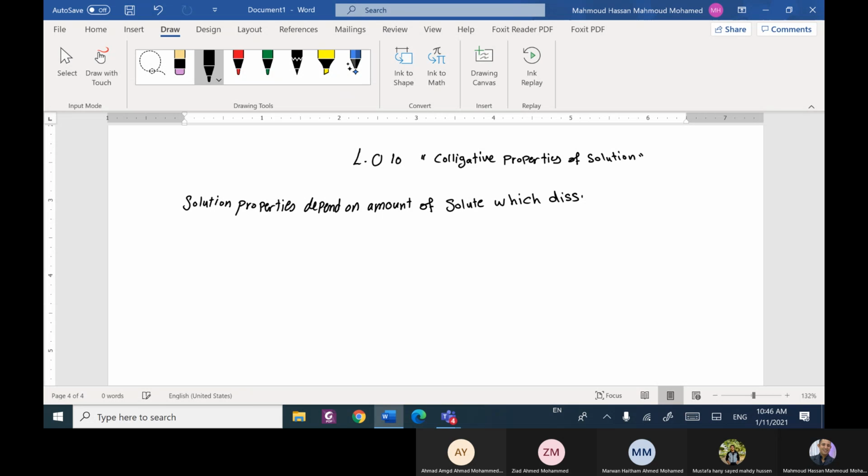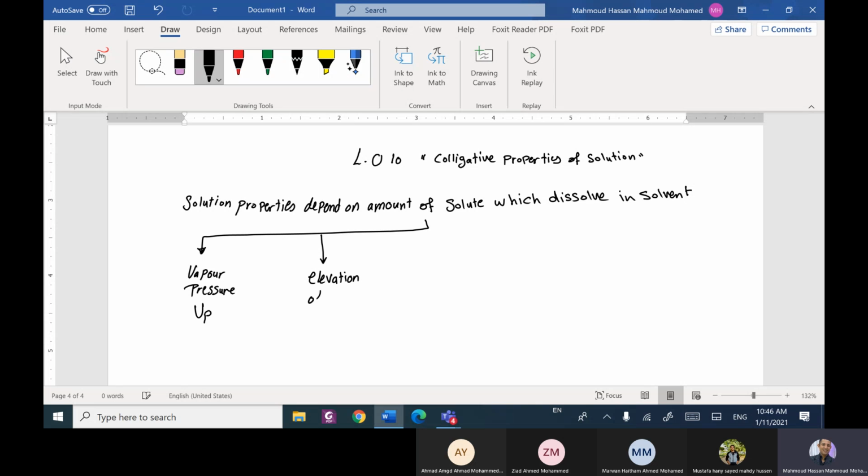طيب البروبرتيز دي ايه؟ هنلاقي حاجة اسمها الفيبر بريشر، هنلاقي حاجة اسمها elevation boiling point, depression of freezing point, osmotic pressure.